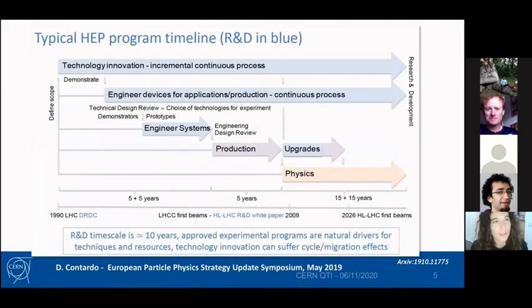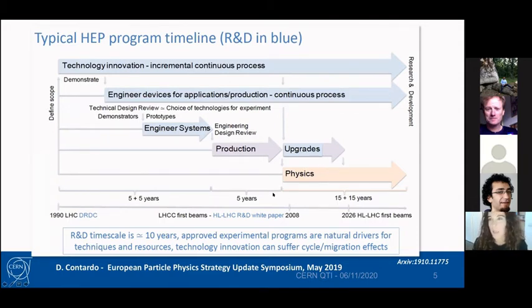This is a slide that was presented last year at the European Particle Physics Strategy Update Symposium that happened in Granada in May 2019. It shows the typical experimental timeline for high energy physics experiments. And what I really wanted to stress is the time it takes to move from the initial scope definition and the initial stages of experiment design to the moment in which you're actually analyzing physics. And you see that this is many, many years away.